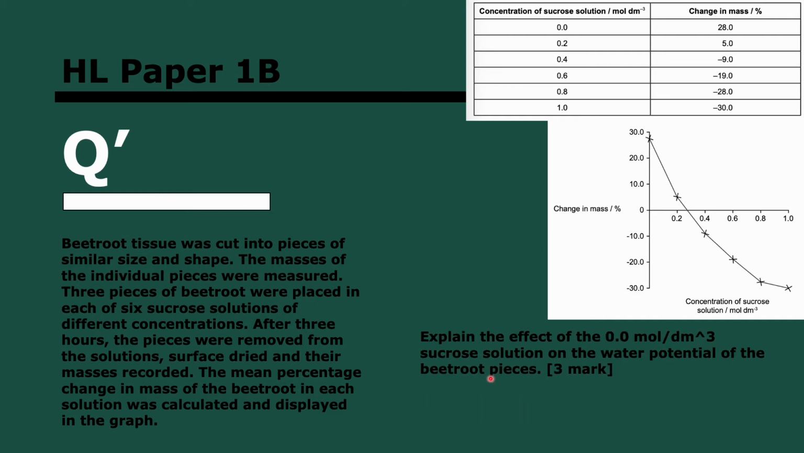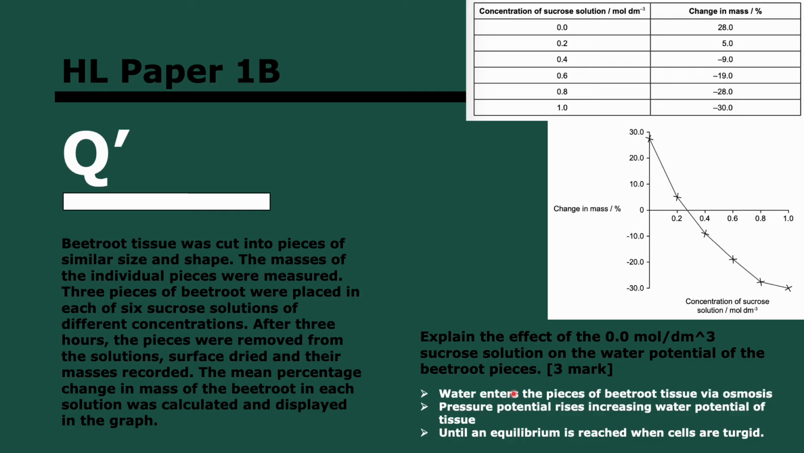All right. So then explain the effect of the 0.0 mole per cubed decimeter sucrose solution on the water potential of the beetroot pieces. All right. Okay, so at a sucrose concentration of 0, meaning it's water, right? Water is going to enter the beetroot. Why? Because the beetroot is going to have a higher solute concentration. So that's going to happen via osmosis, meaning pressure potential is going to rise, increasing water potential of the tissue of beetroot. Eventually, an equilibrium will be reached when the cells are turgid. Remember, that's when they're isotonic, right? So you have the same concentration of solute inside than outside. So hopefully that makes sense.